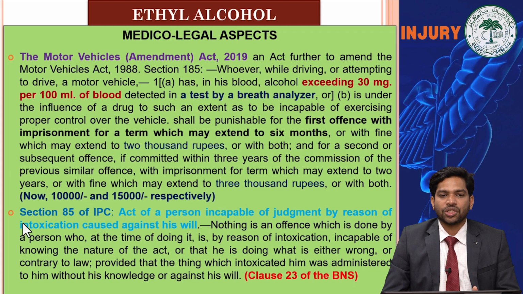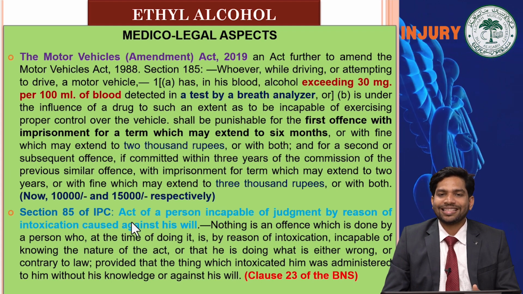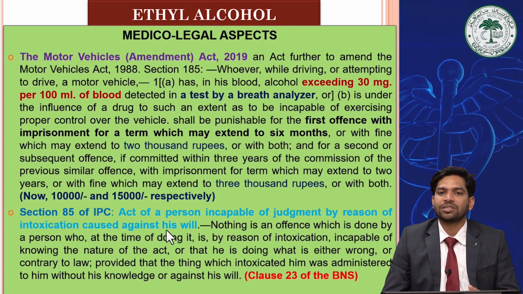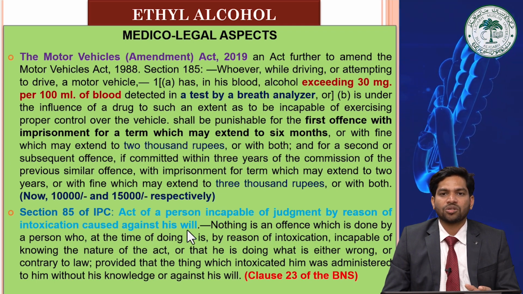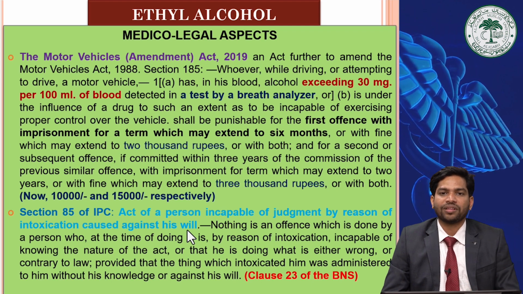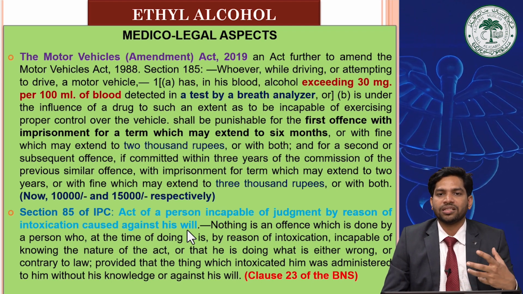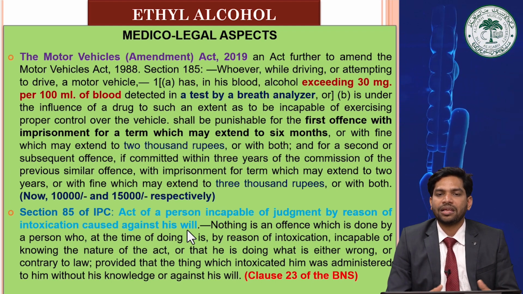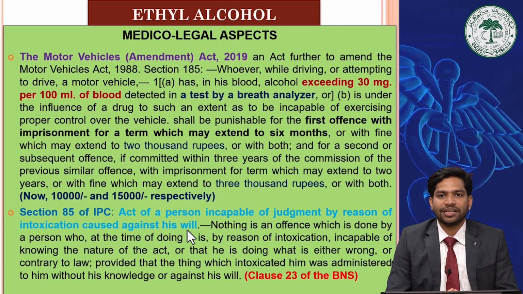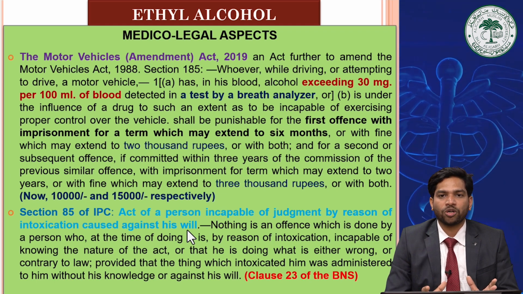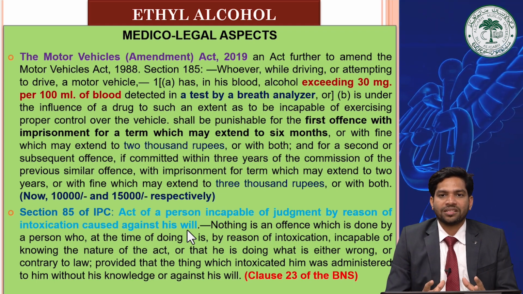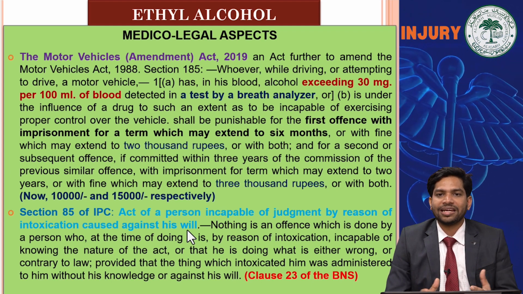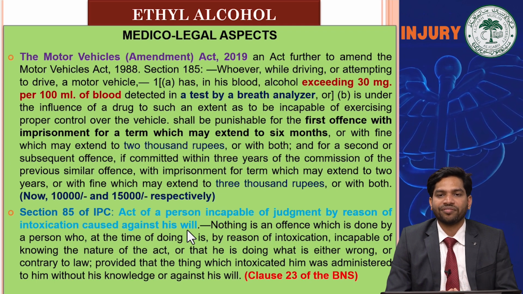Then another important section is Section 85 of the IPC. It says: act of a person incapable of judgment by reason of intoxication caused against his will. I think you must already have read about Section 84 of the IPC, that if a person is of unsound mind and commits a certain offense in that unsound state, he will not be punished. That developed from the McNaughton's rules. That is an interesting story. You must read how the McNaughton's rules developed and how they got applied in the Indian context in the case of Section 84 of the IPC.